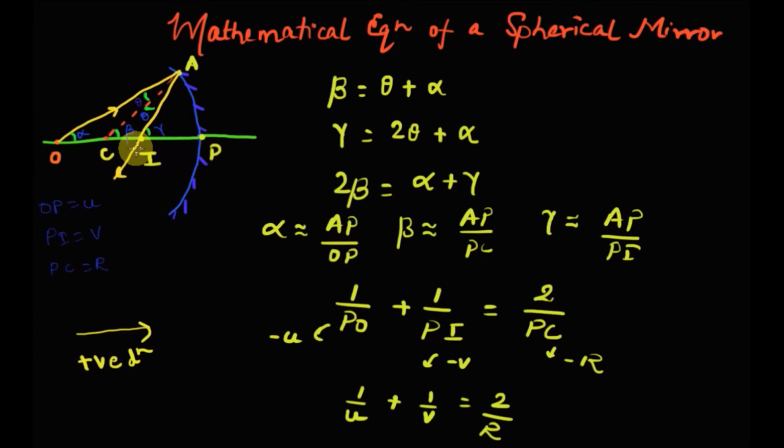Similarly, PI will be minus v, where v is the magnitude of the distance of the image from the pole, and PC will be minus R, where R is the magnitude of the radius. So if we put these values in this equation, we get 1 by u plus 1 by v is equal to 2 by R. This is the equation of the spherical mirror.